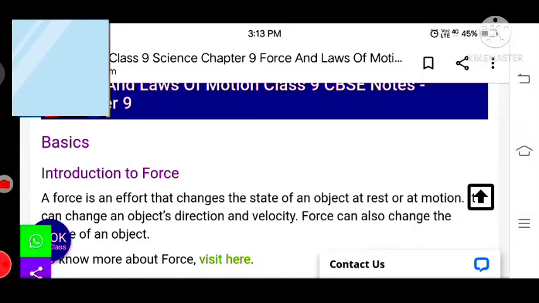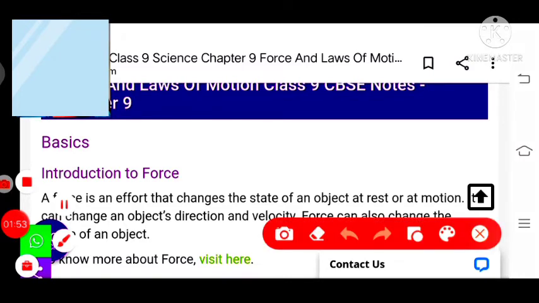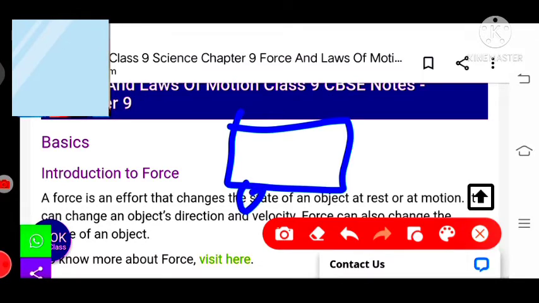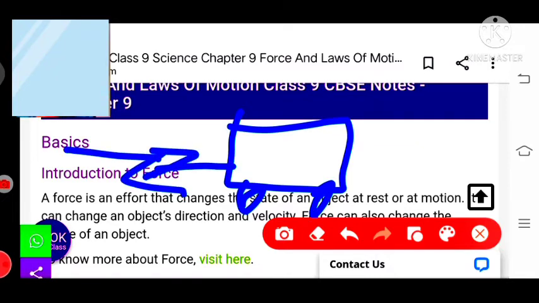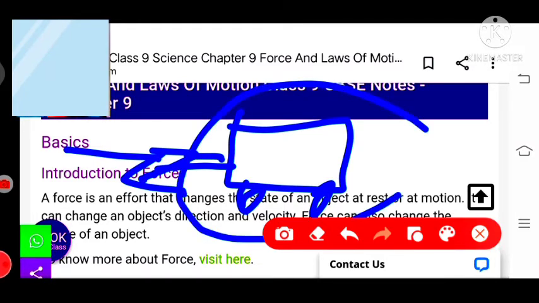Or if the box is moving, it has wheels, and it is moving in this direction, and we apply the force in the opposite direction, then the state of the box will change. The state of the box is changed from motion to rest. So the effort which is applied to bring the box to rest is called force.